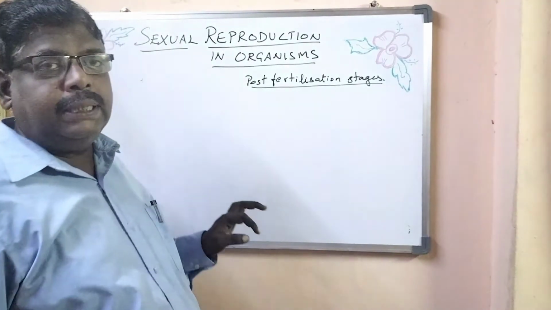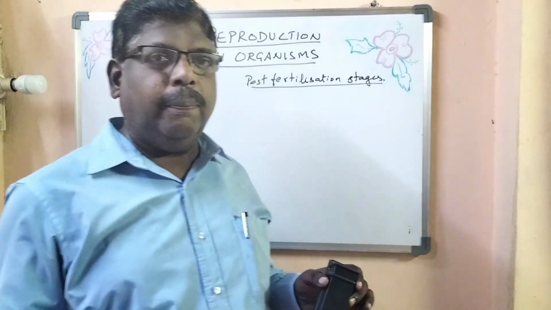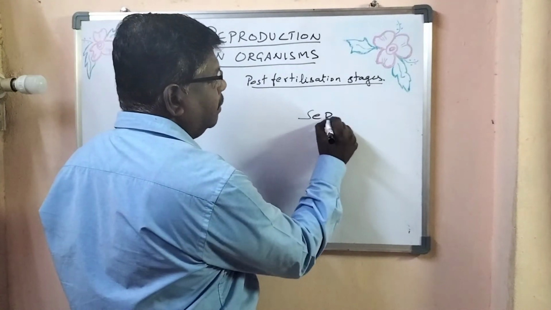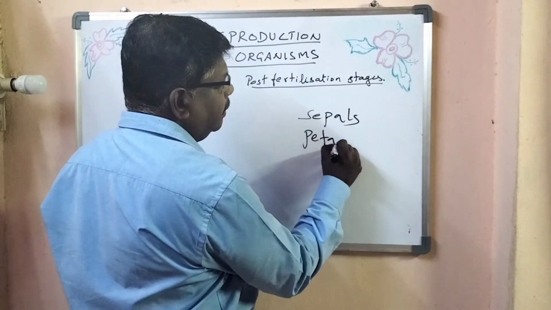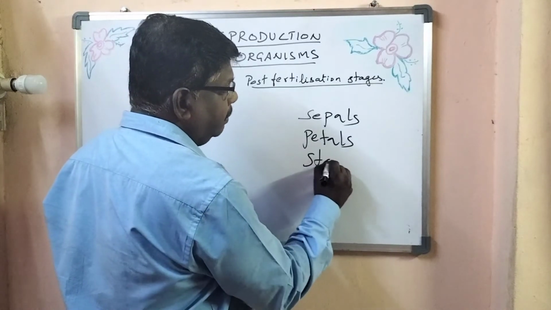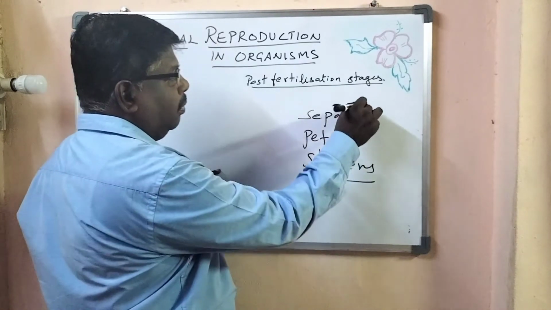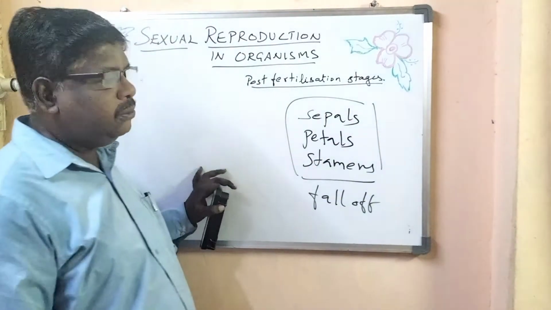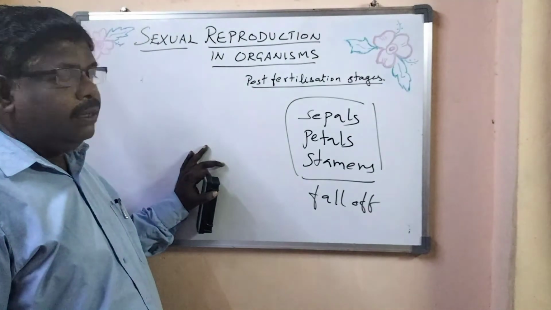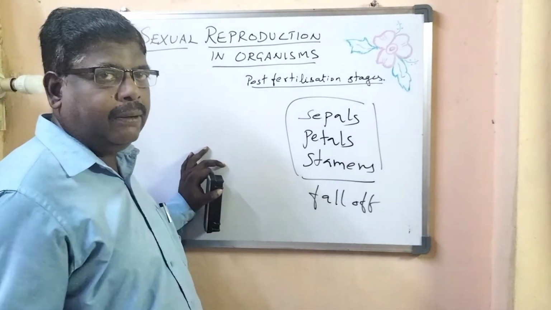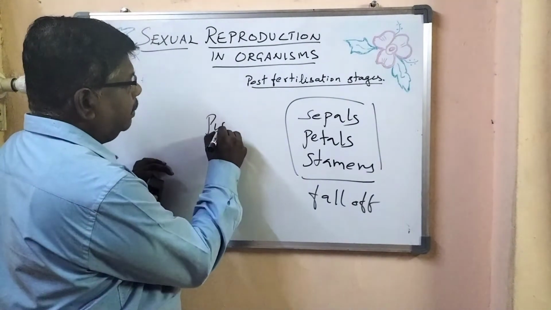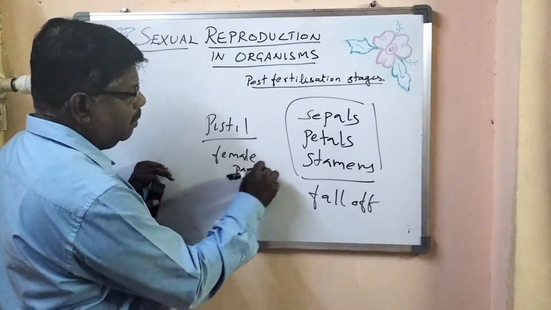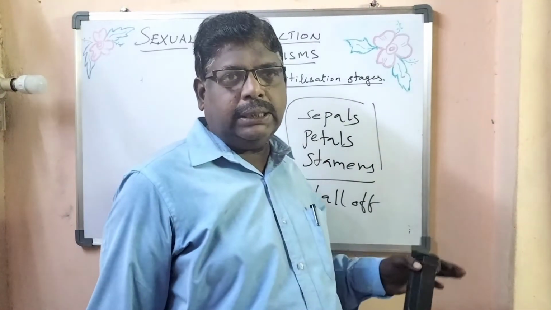Now let us see what happens in plants. In the post-fertilization stage, the following things will happen. The sepals, petals, and the stamens, the male part, will all fall off. Once the fertilization is over, only the pistil, the female part, stays back. You know very well that the pistil has ovary, style and stigma.